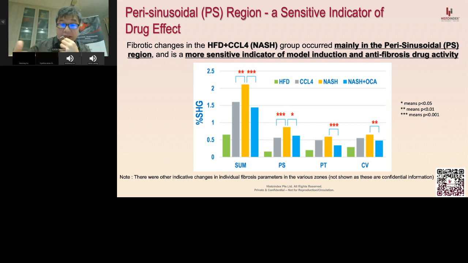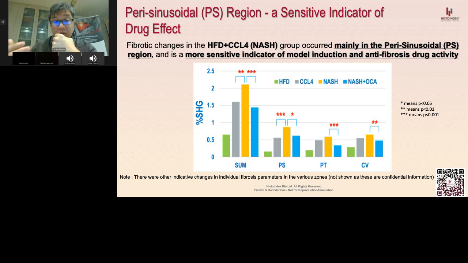It causes an increase in production of collagen due to the activation of the quiescent hepatic stellate cells. So what happens is that your increase in collagen is predominantly in the parasinusoidal region. You don't see that happening significantly in the rest of the region of the portal tract and central vein. You see most of them in the PS, which is the parasinusoidal region.